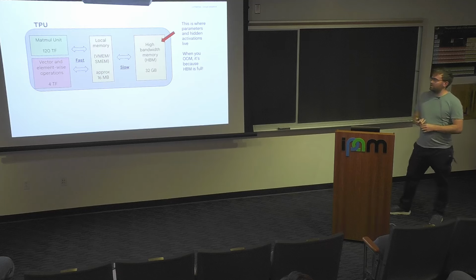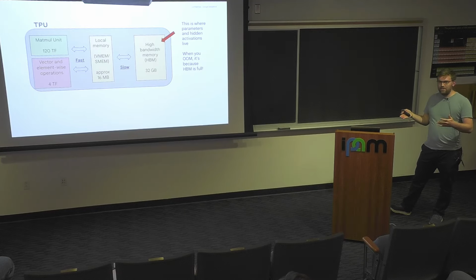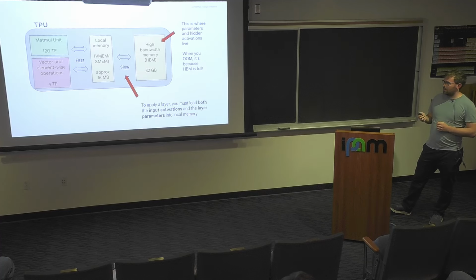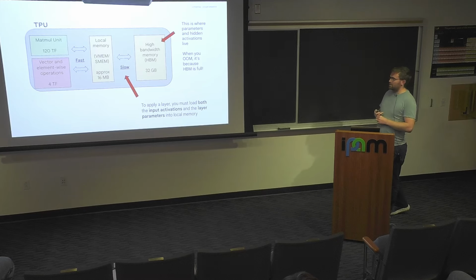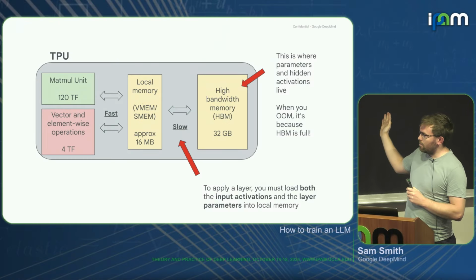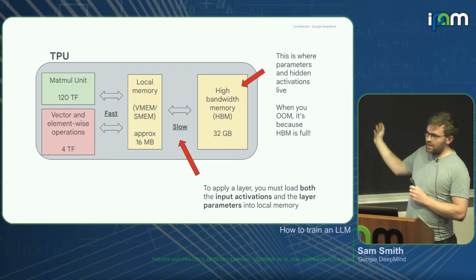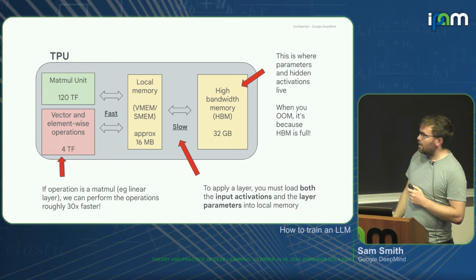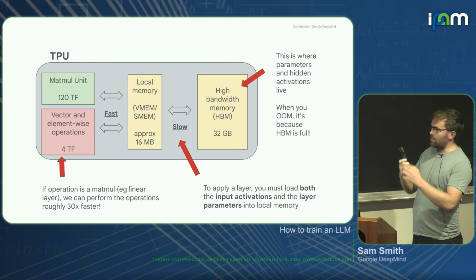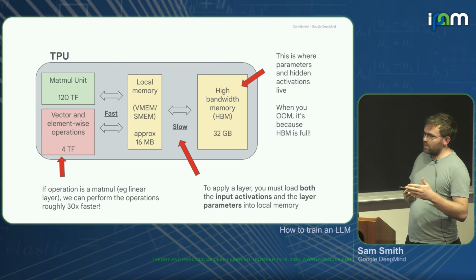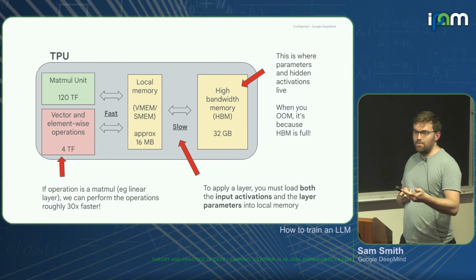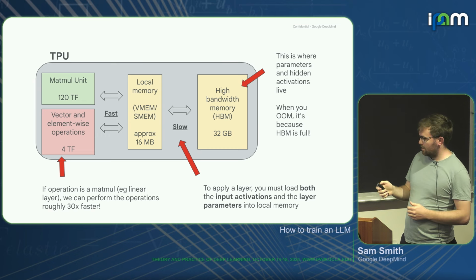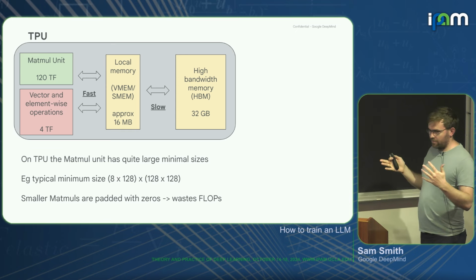Okay, so as I said, the high bandwidth memory is where parameters and activations live. For example, if you see an OOM, that's because you filled up HBM. The thing which I didn't appreciate until a couple of years ago is that if you want to actually apply a layer to some activations, you don't only move the input activations from high bandwidth memory into the local memory. You have to move both the activations and the parameters of the layer that you want to compute into the local memory. And then once you have managed to get the memory where it needs to be, if the operation you want to compute is a matmul, you have something on the order of 30 times more flops per second available to you than if the operation you want to perform is some kind of element-wise or non-structured computation. Okay, so that's the overall structure.